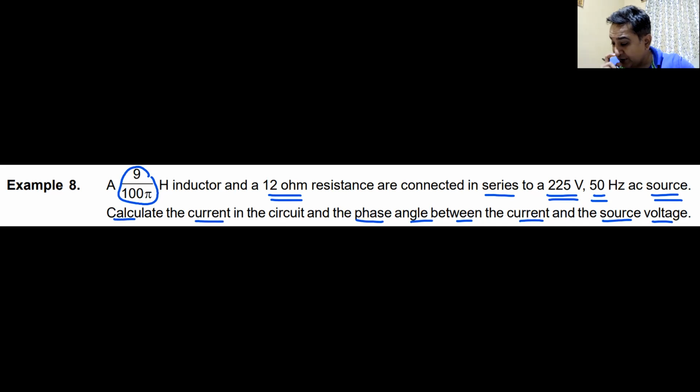Can you find out this answer for me? The inductance of the inductor is 9 by 100 pi. Resistance is 12 ohms. RMS voltage is 225 volts. Frequency is 50 hertz. I'll keep quiet for a minute. You have a minute to finish for yourself.